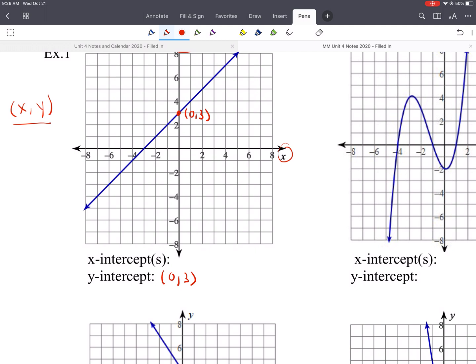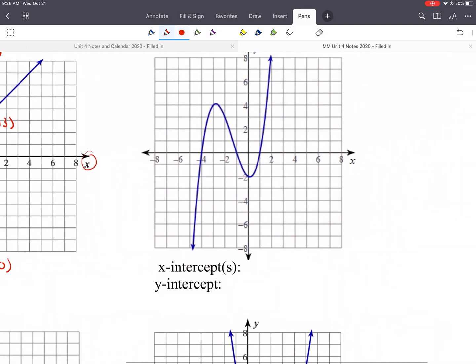And if we want to find the x-intercept, we want to see where it crosses the x-axis. That would be right here. Then we'd want to find the x value. Well, that would be a positive 3. And then the y value would be right here at 0. It's not up or down from the x-axis, so y must be 0.